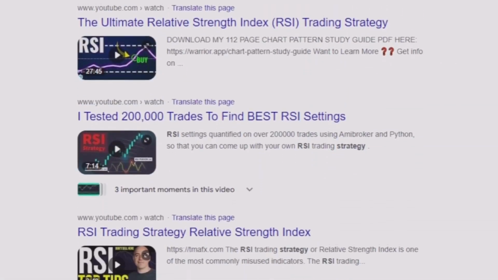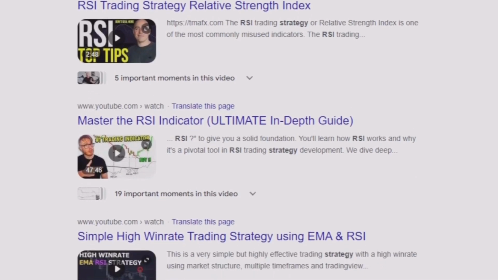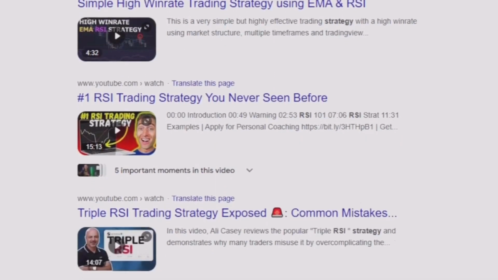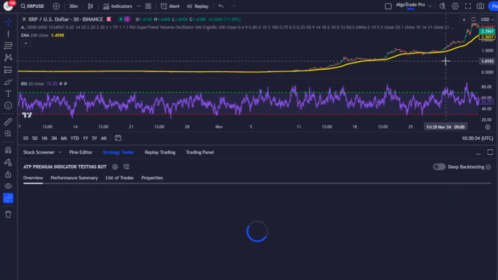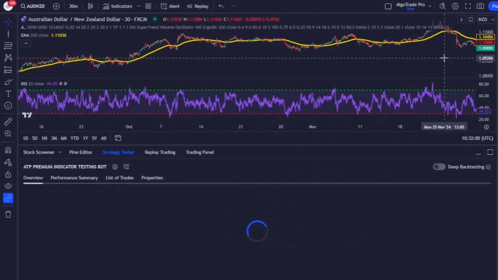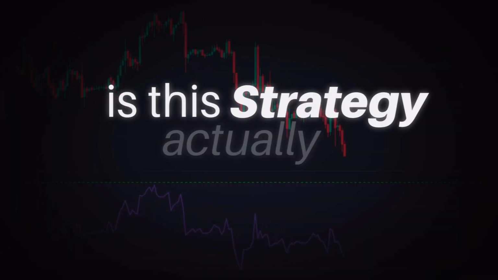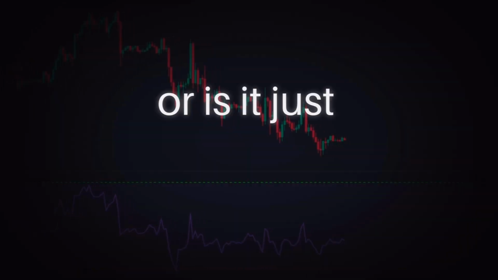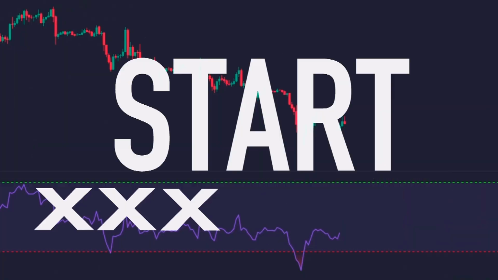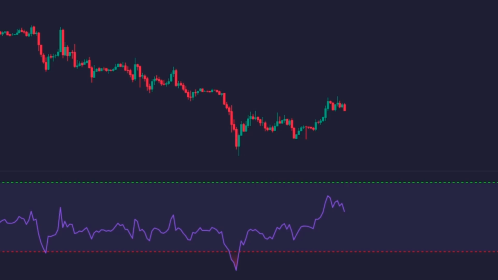You have probably seen hundreds of videos on YouTube talking about this strategy, but none of them show the proven results from a backtest as extensive as the one you are about to see today. Is this strategy actually profitable, or is it just another common theory? Well, prepare yourself because we are about to find out live.